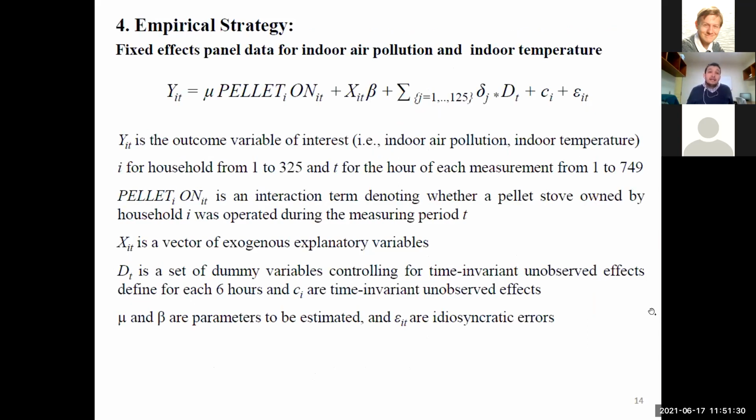So, our specification, we tried two specifications. First, a fixed effect panel model for the variables indoor air pollution, PM2.5, and indoor temperature. Here, our variable of interest is this interaction, pellet on. That means the fact of having a pellet stove and also using it. So we tried this specification for all the households and for all the hours that the household was measured. Here I said again, we only have 48 hours, so that is an unbalanced panel. We don't have data for the whole period of the study in the same household.